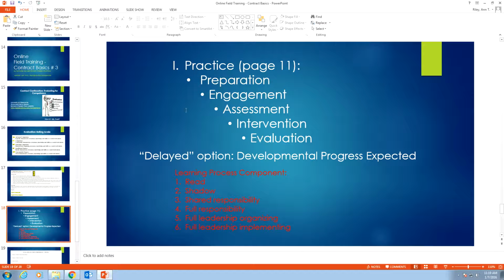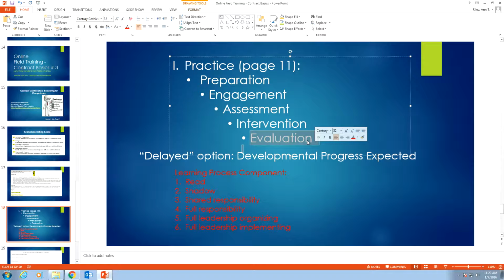All right, practice. It's pretty loaded, right? 5 different components. This is the meat and potatoes of social work practice. Excuse me, vegetarians. Shall we say the tofu and potatoes instead? Okay, so there are 5 competencies for the practice section. There's preparation, engagement, assessment, intervention, and evaluation.